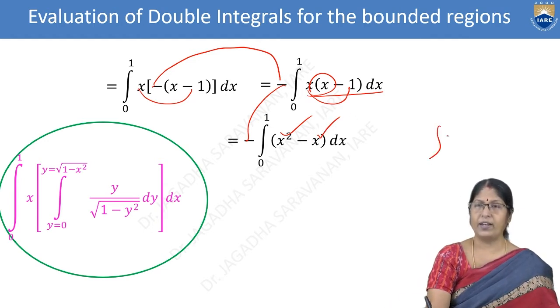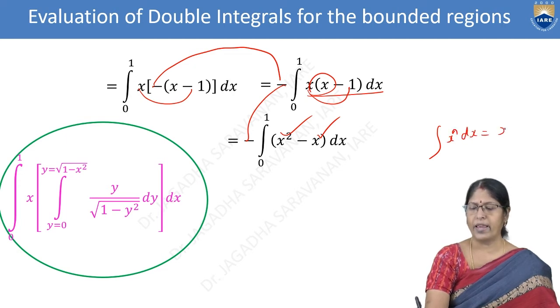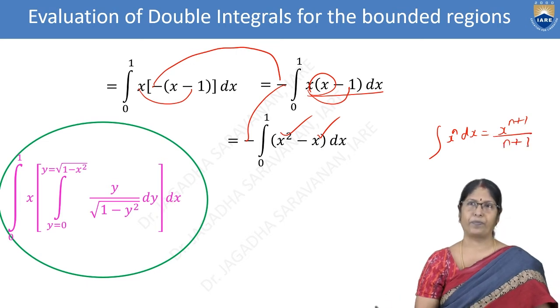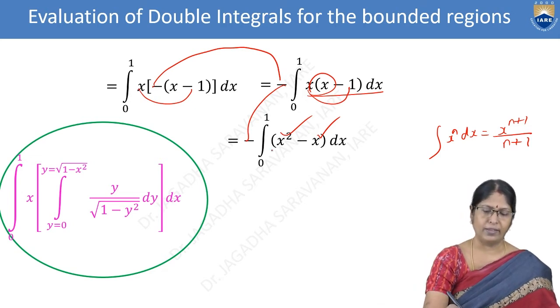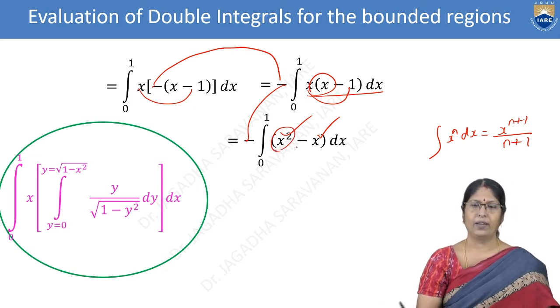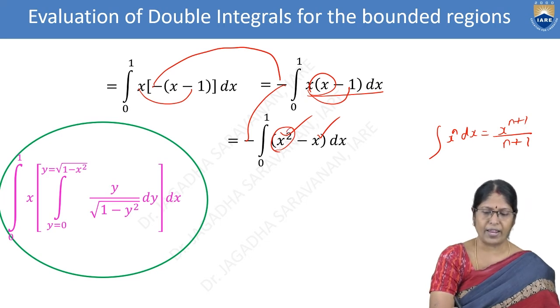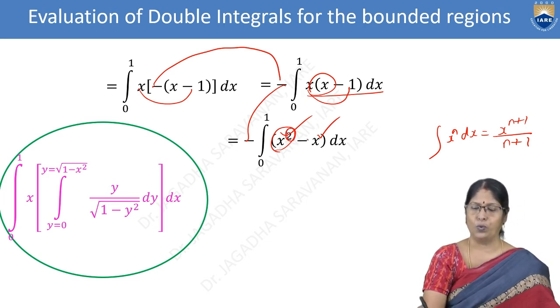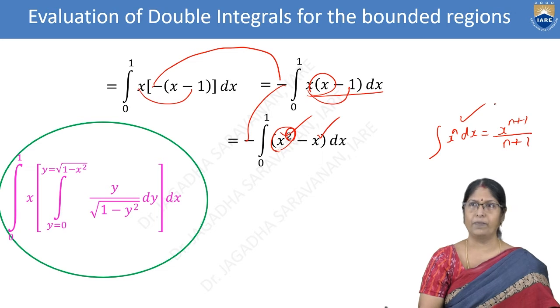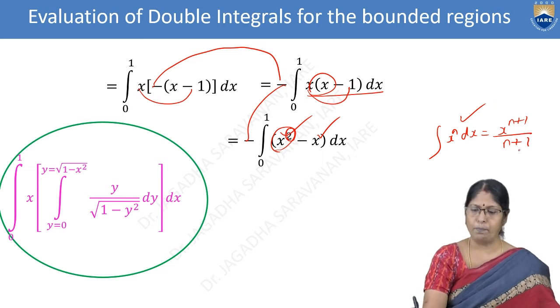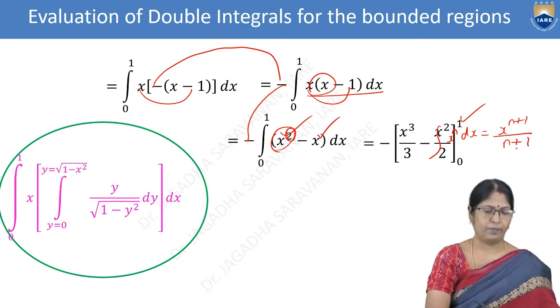The integral of x power n dx is nothing but x power n plus 1 by n plus 1. It is a very simple integral formula that we are going to apply in these particular places. When we apply this, our n plays a role of 2 according to this formula. So 2 plus 1 by 2 plus 1.